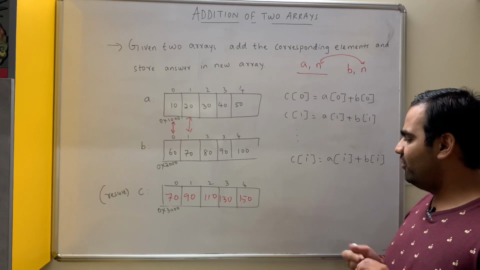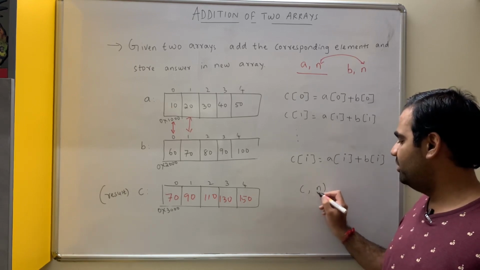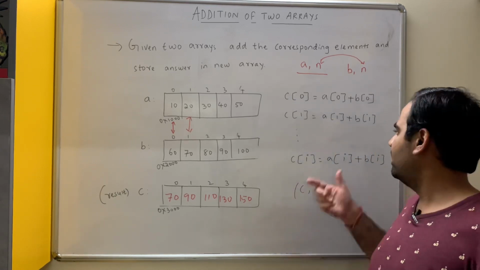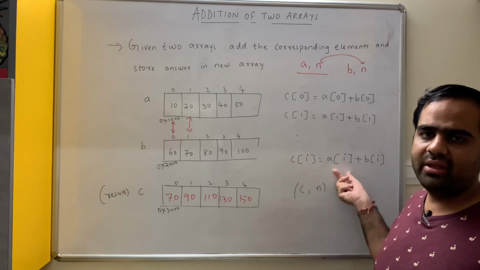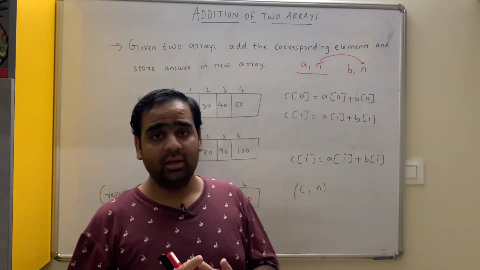And what will be the final answer? It will be stored in array C. And how many array elements will be there? There will be n array elements. Is that okay? I hope you have understood the logic behind it. C of i is A of i plus B of i. That means you want to add the corresponding array elements.